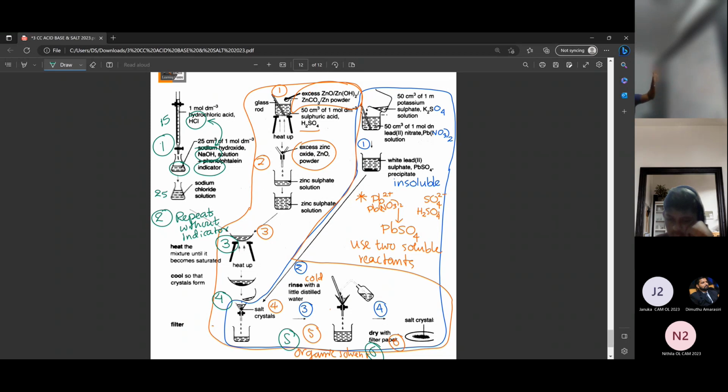Measure 25 cm cube of sodium hydroxide using a pipette and put it into the conical flask and add a few drops of phenolphthalein indicator. Fill the burette with HCl and run the HCl solution until the indicator changes color, and measure the volume. So it's a kind of long first step. Repeat the experiment without the indicator. After that, the same steps. Okay.